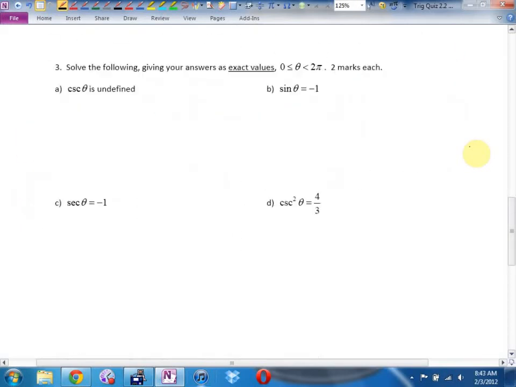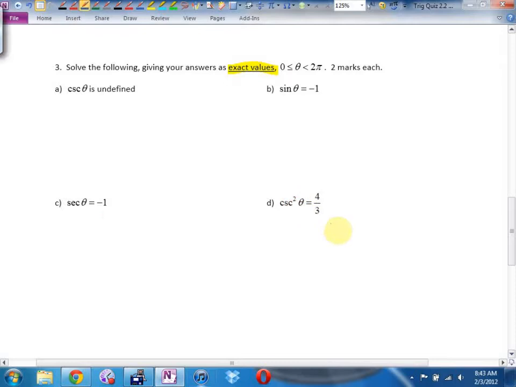Number 3. Emily says exact values. That means special triangles and all that. Can you read A to me, Emily? The alarm bell goes off, right? Here, oh, and here, oh, and here, oh, and this will be a square root both. So these are both a little bit tricky.